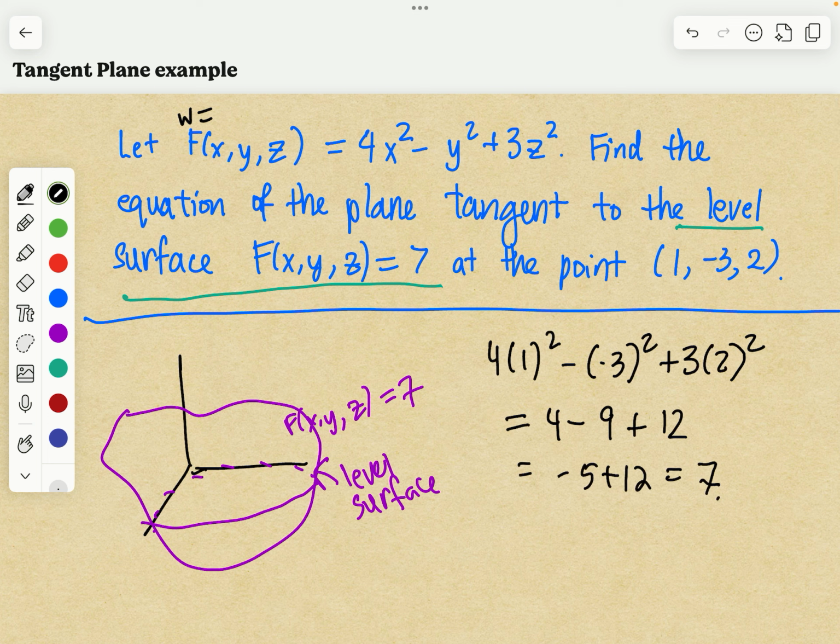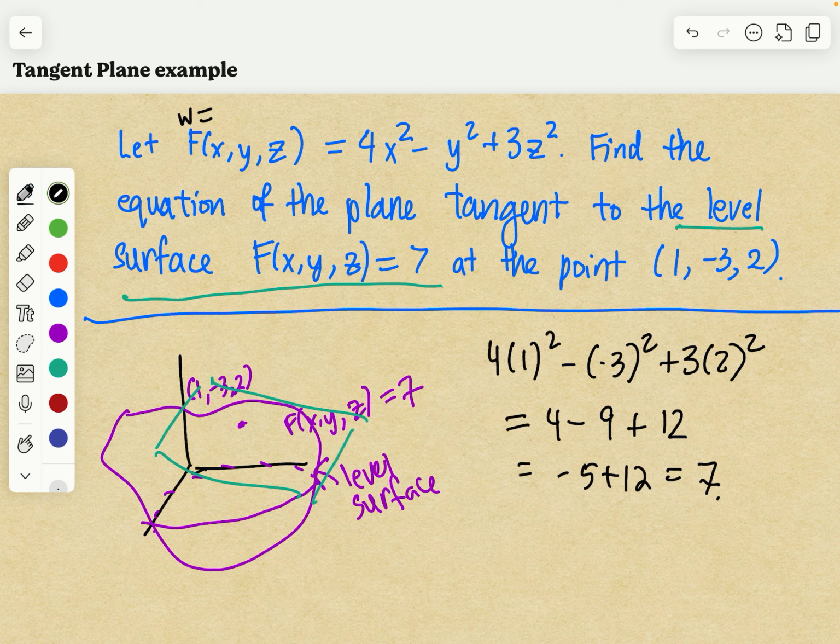So this point, let's say it's here, it's 1, negative 3, 2. This is not an accurate drawing, I'm just trying to explain the idea. So your point is somewhere on the surface, where the temperature is 7. And there's a tangent plane like this. And the question is to find the equation of that plane.